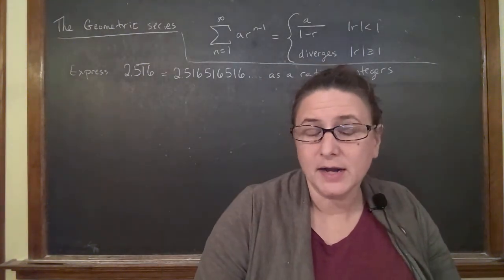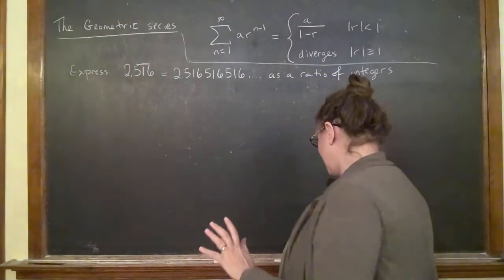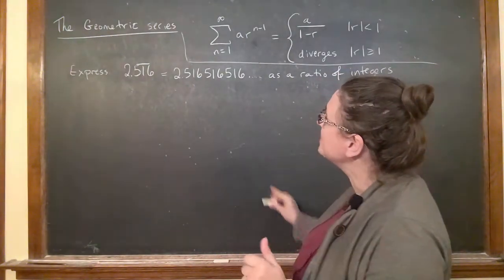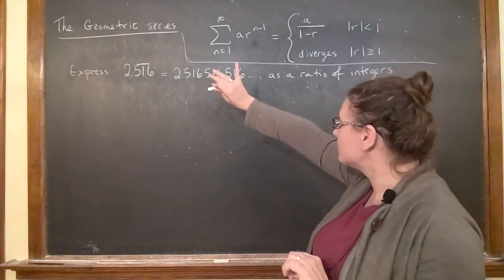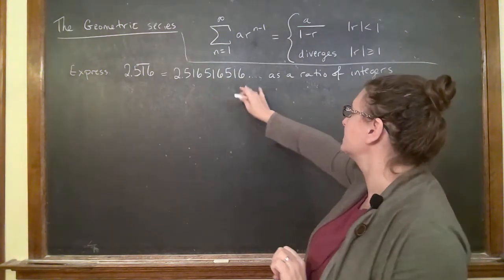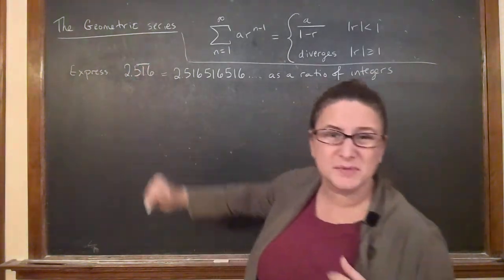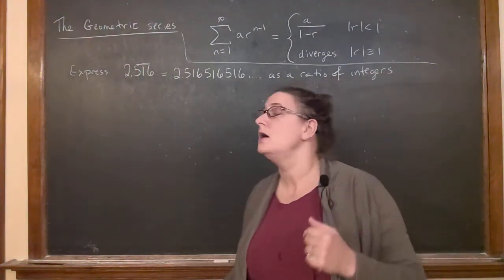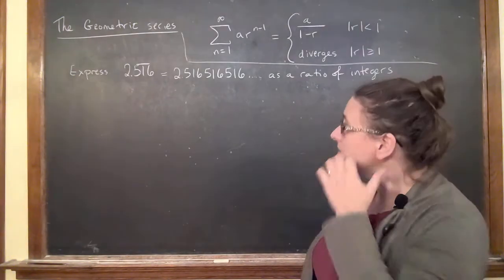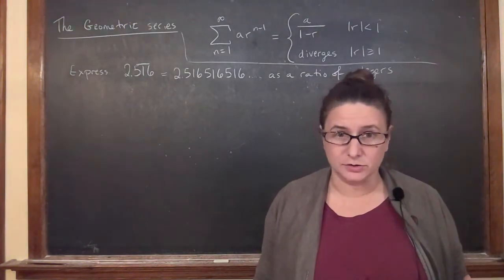This is kind of a fun application of geometric series. Well, at least fun for some of us. If you look at this question, it refers to a repeating decimal: 2.516516, etc. The 516 here has a bar over it. I'm not sure how well you can see it. Essentially, we have a repeating decimal, and we want to express it as a ratio of integers.